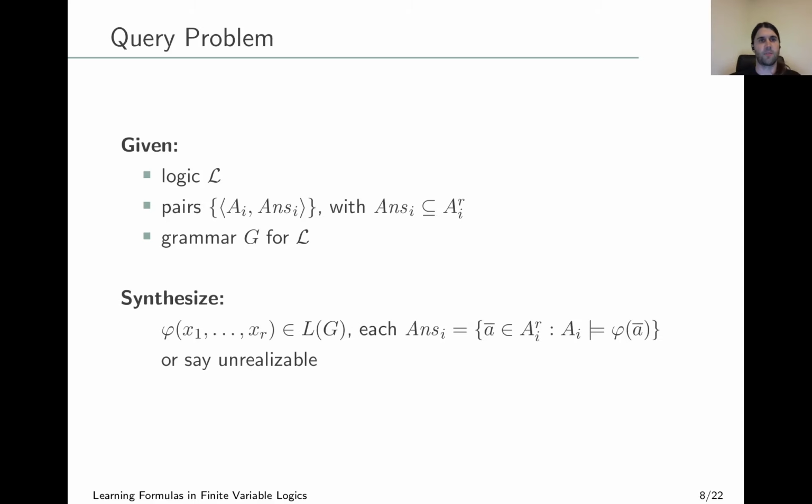We looked also at a query synthesis problem. This is given a logic L, and now the structures don't have labels, but they come with answer sets. Each structure comes with this answer set, which is a set of tuples over the domain of the structure that should make the query that you want to synthesize true. And then again, given a grammar G, now you're synthesizing a formula phi with some free variables from the grammar so that the set of tuples from the domain, this A bar, that make the formula phi true is precisely this given answer set.